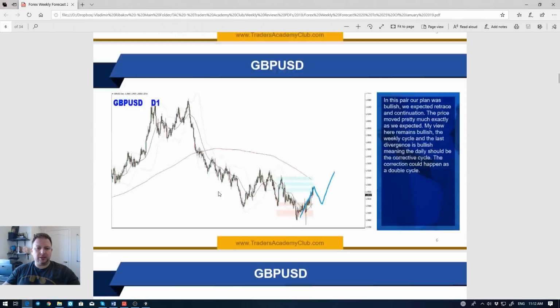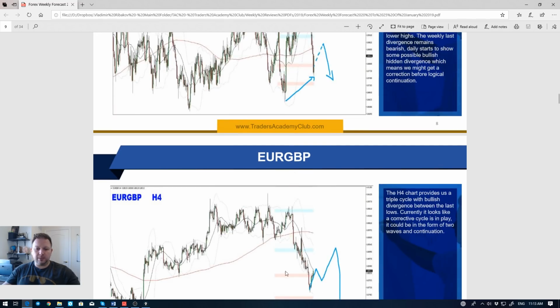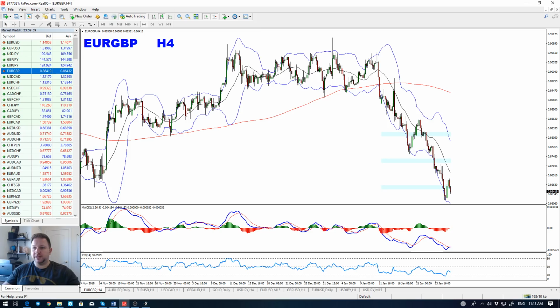Next pair we had on the list was the euro versus the pound, and our goal was sell the rallies. Now, ideally, we expected the two waves. In that case, it did not happen as the two waves. It was so strong a trend that the move continued right after one leg. It's pretty rare, but it happens when the trend is very, very strong. Now, look what happens for now. The structure still shows downtrend, right?